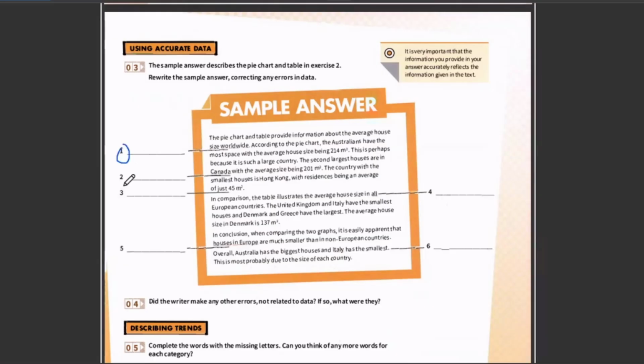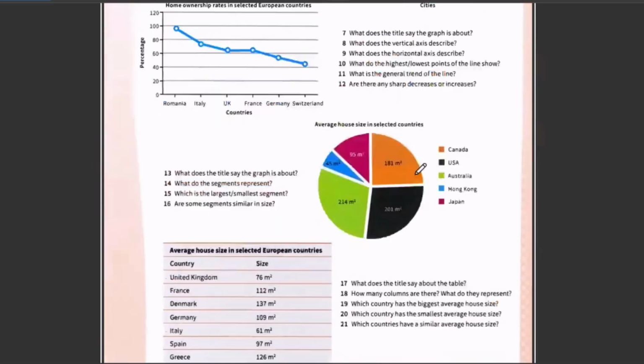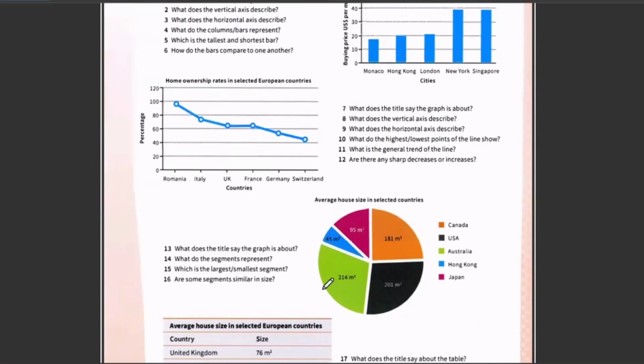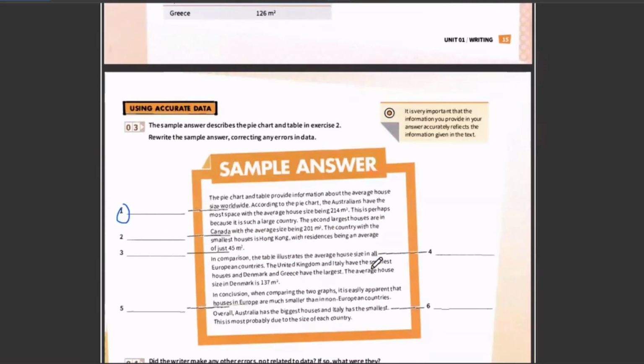See, 1, 2, 3, 4, 5, 6. So there are 6 mistakes. We have to pay attention to the pie chart given in exercise 2, this one, and compare it with this one. According to that, we have to read the passage and correct the mistakes given here. Clear? Should I zoom out or zoom in, or is it fine? I have it in front of you. Okay, that's great.